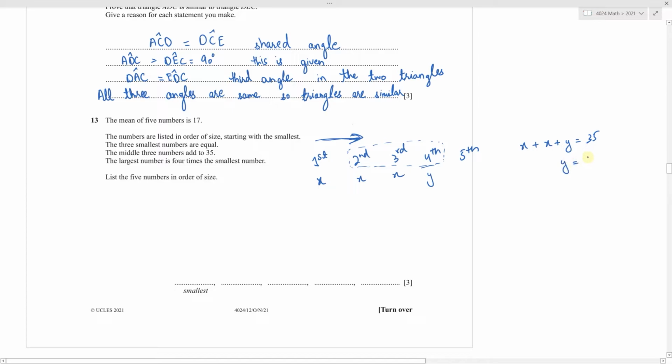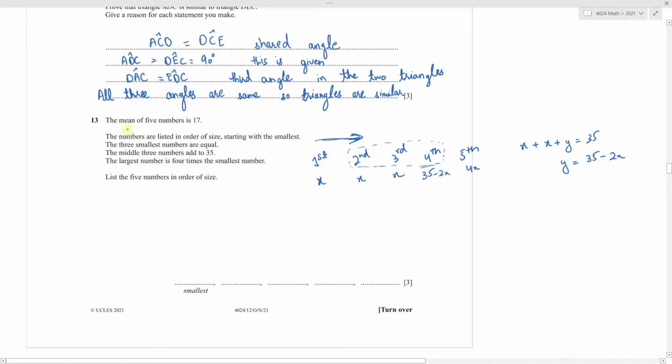So let's find y in terms of x so that we have just one variable. So y will equal 35 minus 2x. So I can replace this with 35 minus 2x. And the largest number is 4 times the smallest number. What is the smallest number? x. So your largest number is 4x because it is 4 times the smallest number.